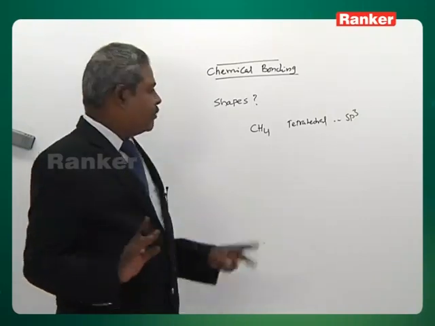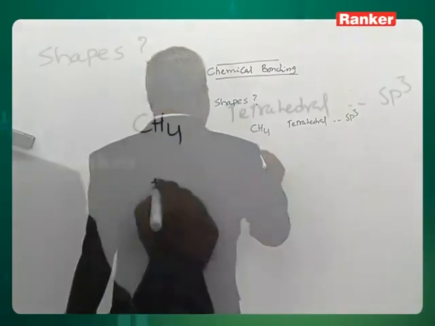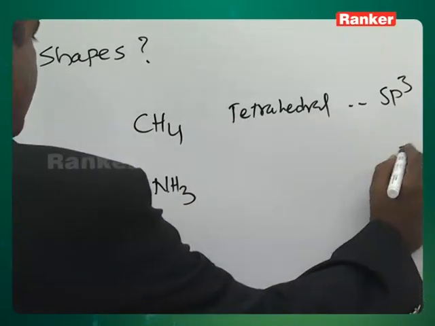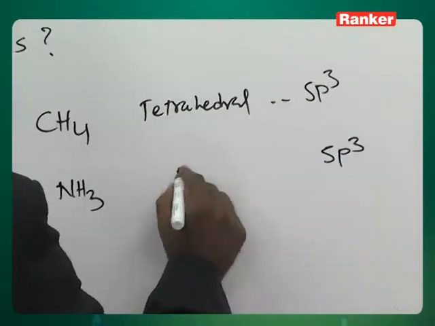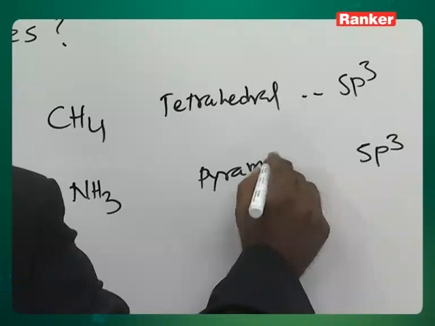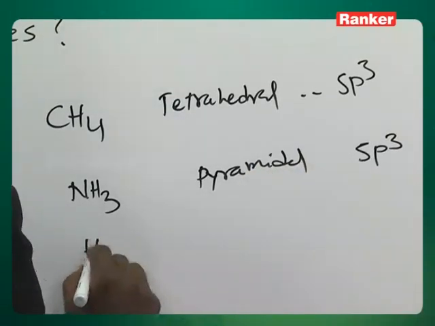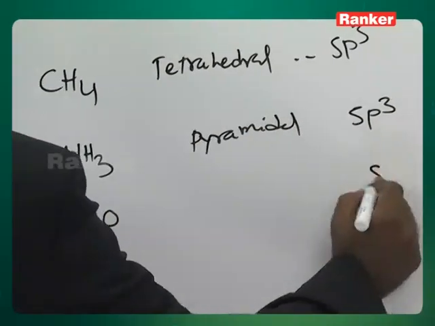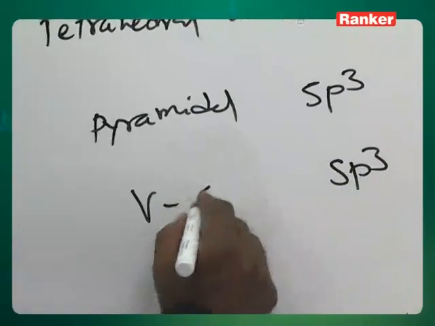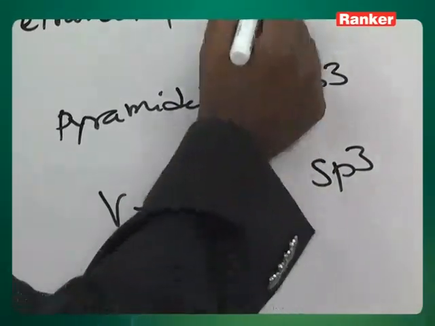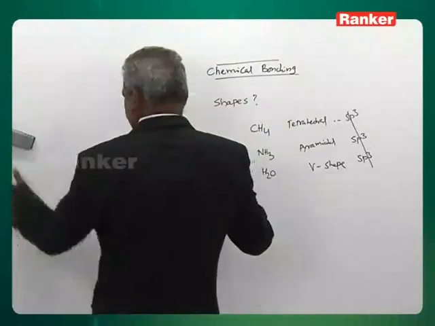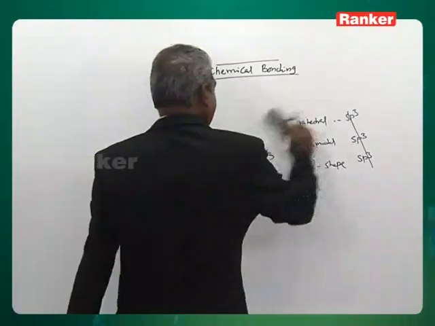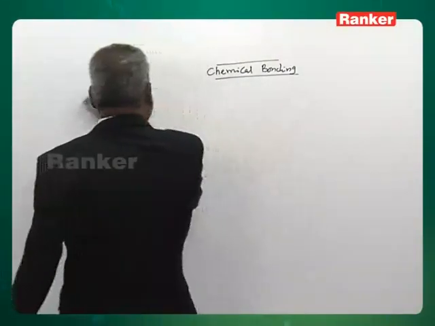They have nothing in common, because ammonia, hybridization sp3, but shape is pyramidal. H2O, hybridization again is sp3, but the shape is V shape. So, hybridization has not got anything to do with shape. Don't confuse the ideas. Now, shape depends on what?